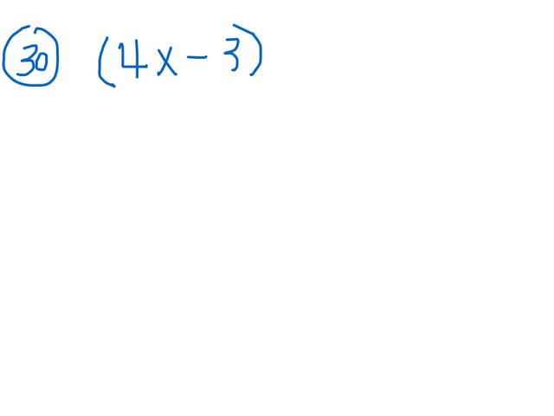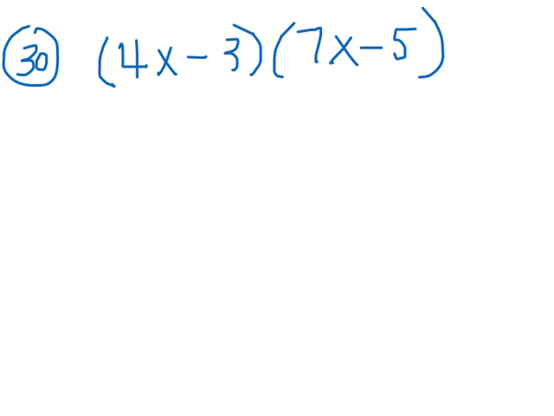Okay, do one more. Let's do one where they don't match up. Let me do number 30, where they're not exactly two of the same thing, in other words. So number 30: 4x minus 3 times 7x minus 5.